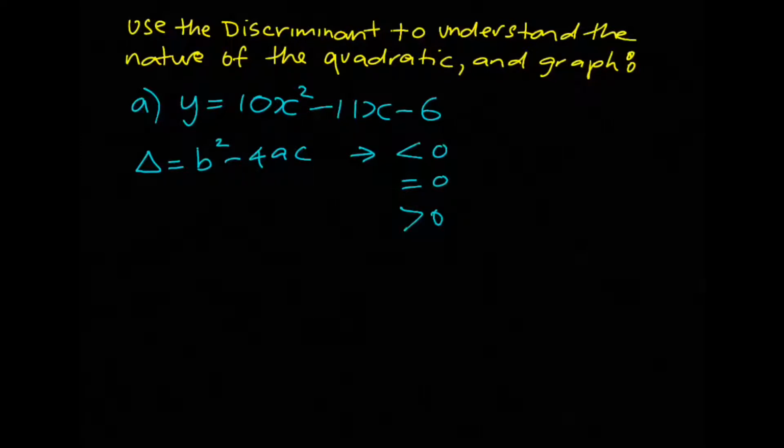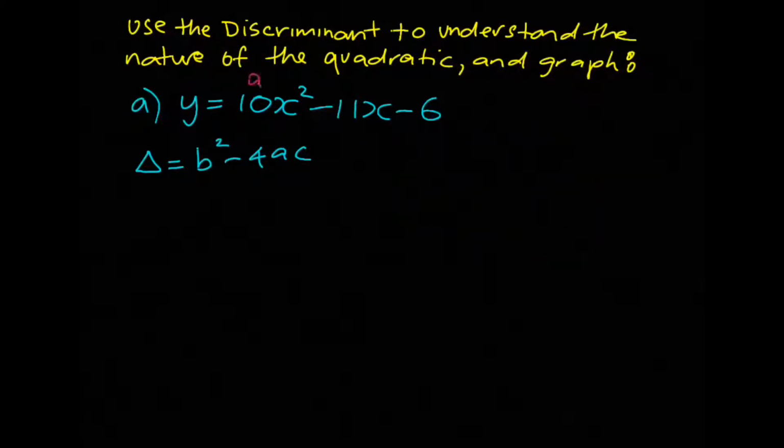So basically what they'd look like in a graph, that might be for less than 0, where it doesn't cross the x-axis. This one might be right on the x-axis with only 1 point, and this one might cross the x-axis somewhere, giving 2 points like that.